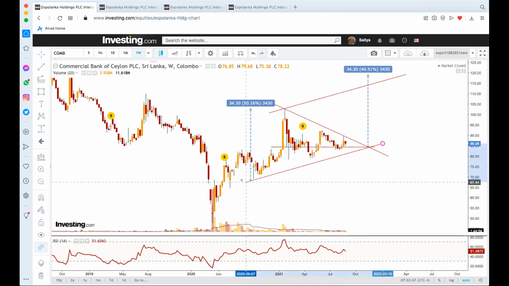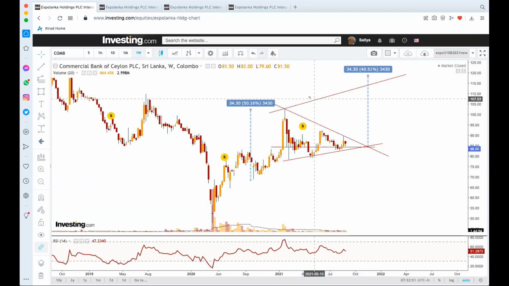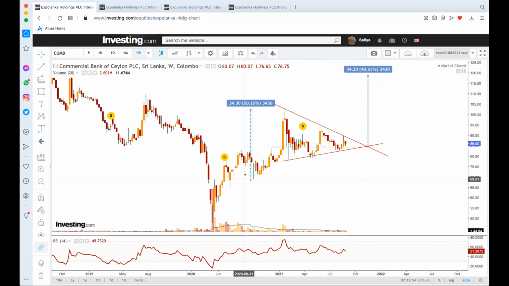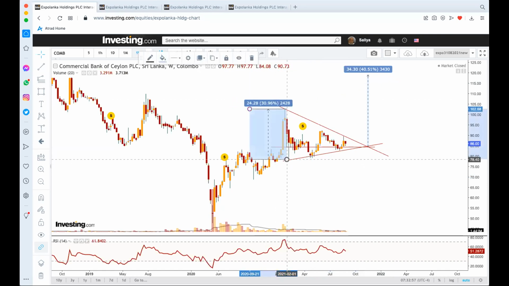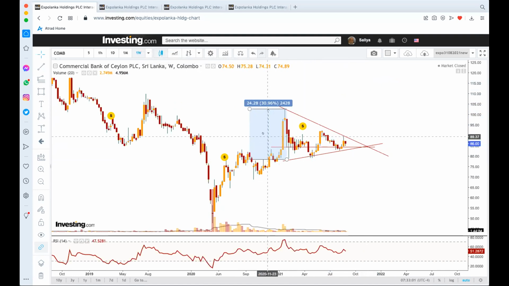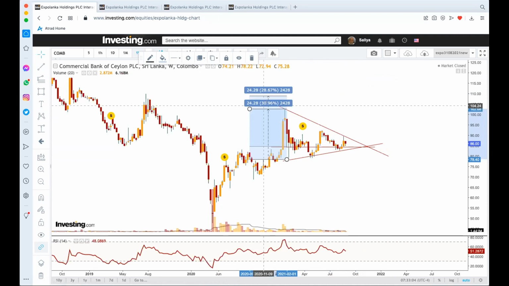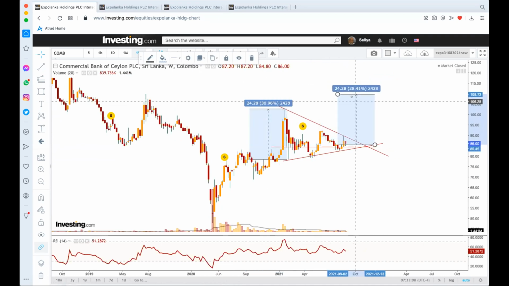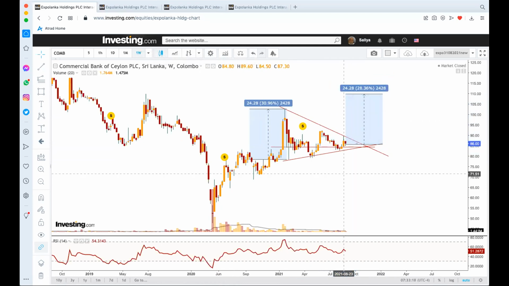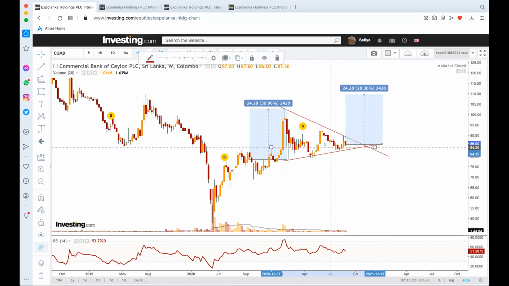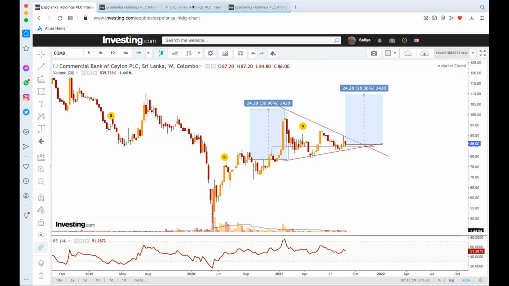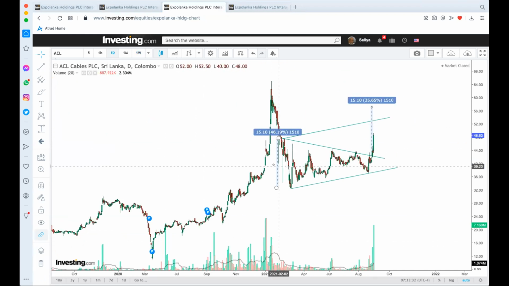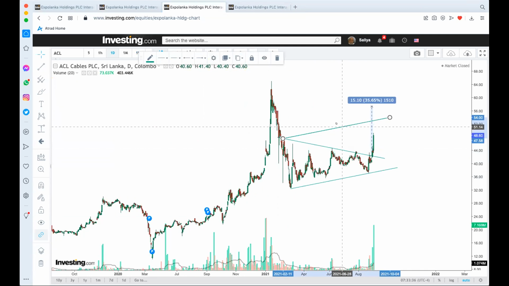Of course, if we have a lower projection based on this, then it will be from this level to that. That's like it, it is at this level. Okay, so that's regarding the commercial bank on the monthly and the weekly chart. Let's take ACL Cables and look at the daily chart and see whether we have a symmetrical triangle.